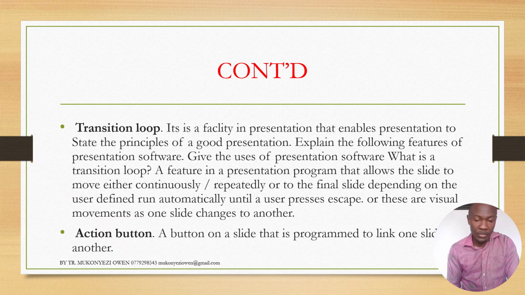Action button: a button on a slide that is programmed to link one slide to another. So you can link slide 1 to slide 9. For example, when you are presenting to the audience, the content that is on slide 4 has a relationship with the content that is on slide 10. You put a link, an action button, which can help you link from slide 4 to slide 10.